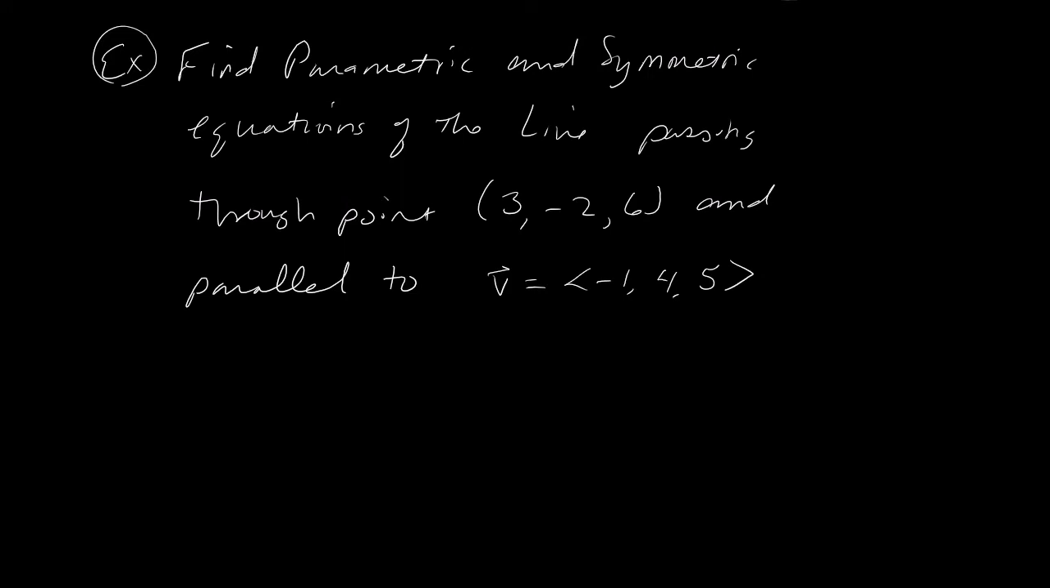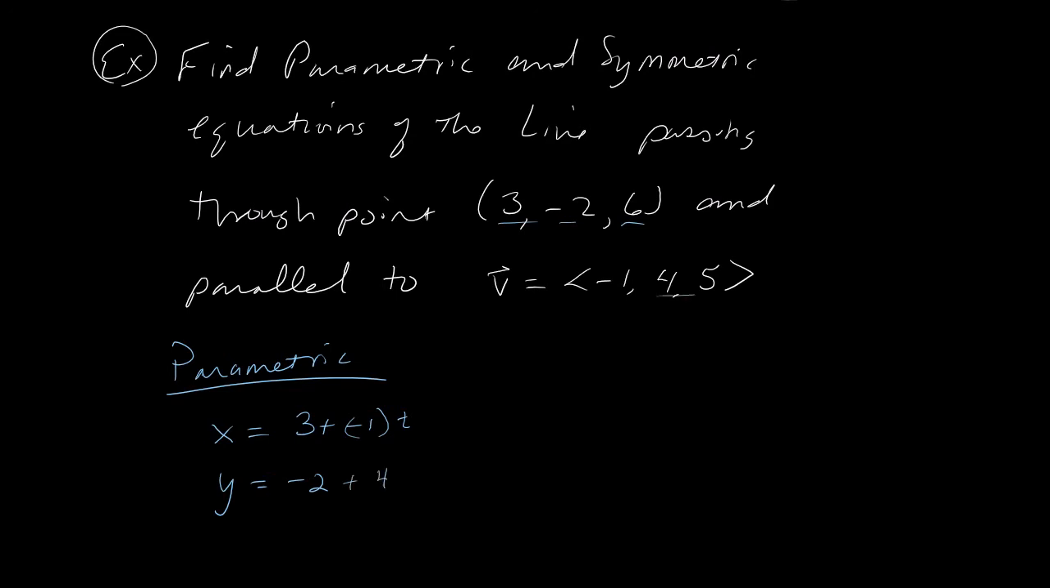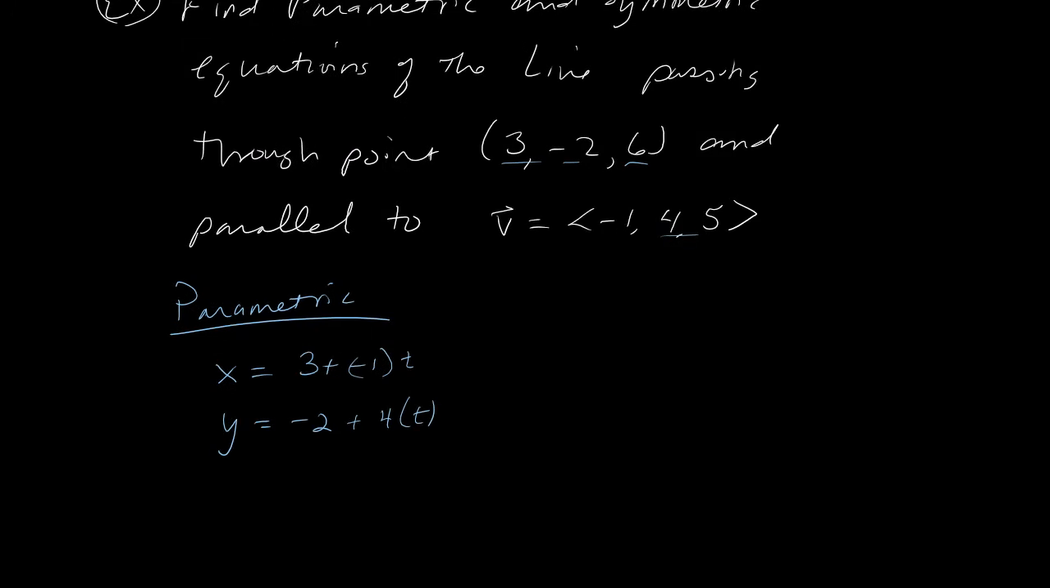Okay, so we have our point and we have our direction vector, which contains our direction numbers. So let's go ahead and set up our equations really quickly. The parametric equations are x equal to 3 plus negative 1 times t. Y is equal to negative 2, because that's where we're starting. That comes from the point. Negative 2 plus the direction number 4 times t. And then z is equal to 6 plus 5 times t.